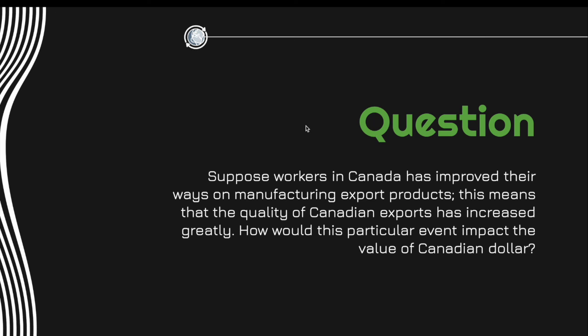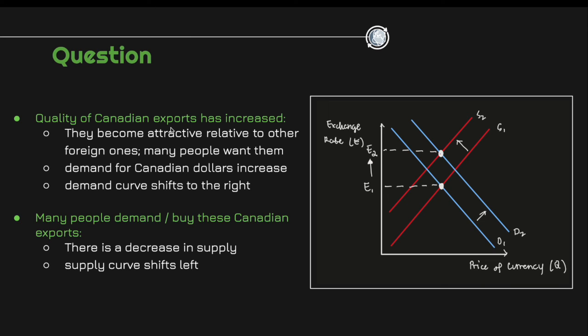Now this is just an example. Suppose workers in Canada have improved their ways of manufacturing export products. This means that the quality of Canadian exports has increased greatly. How would this event impact the value of the Canadian dollar? The main focus here is the quality of Canadian exports, which has increased. If the quality increases, it becomes more attractive relative to foreign ones. Many people want to buy them. They demand them. So demand for Canadian dollars increases since you need Canadian dollars to buy these, and the demand curve shifts to the right. And if many people buy these Canadian exports, there is a decrease in supply. The supply curve shifts to the left.